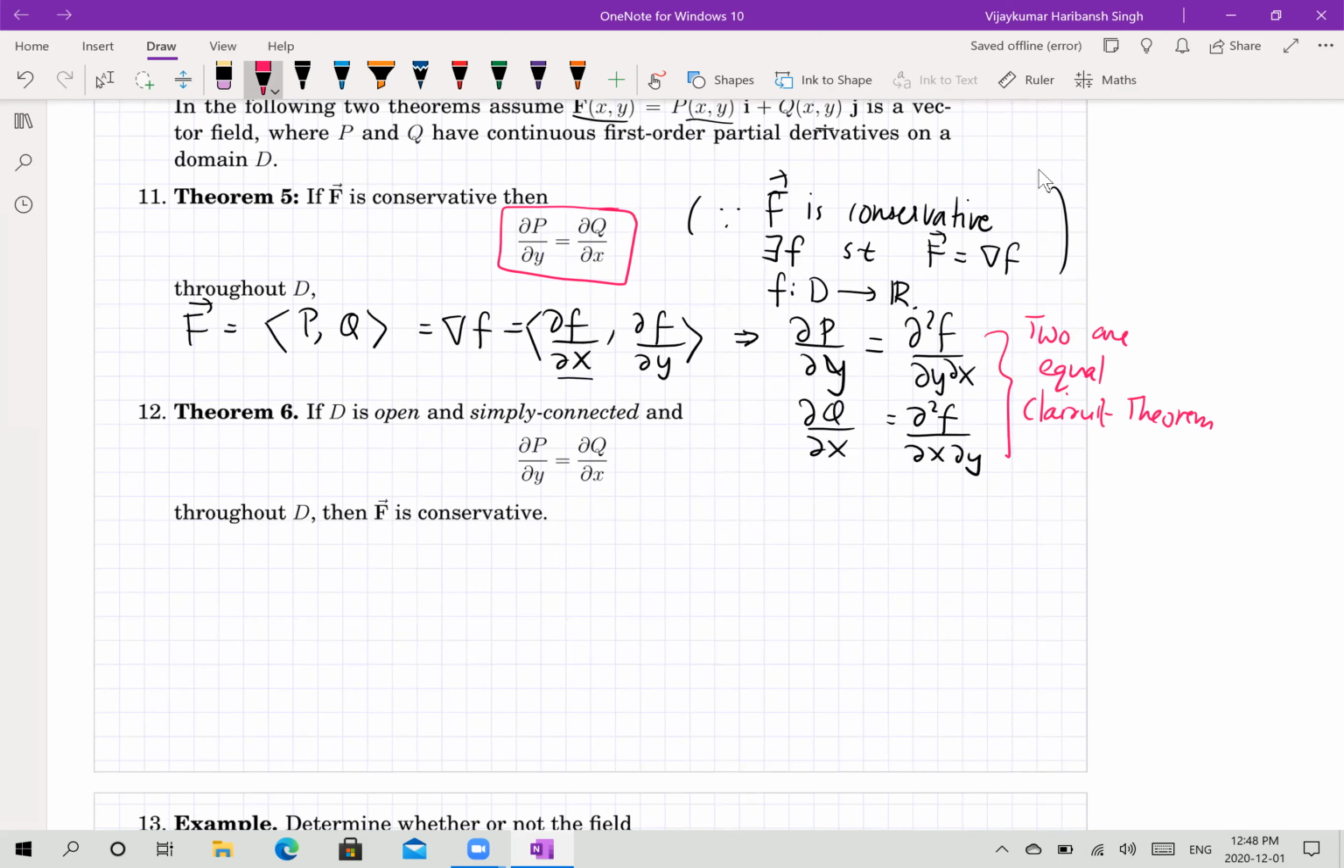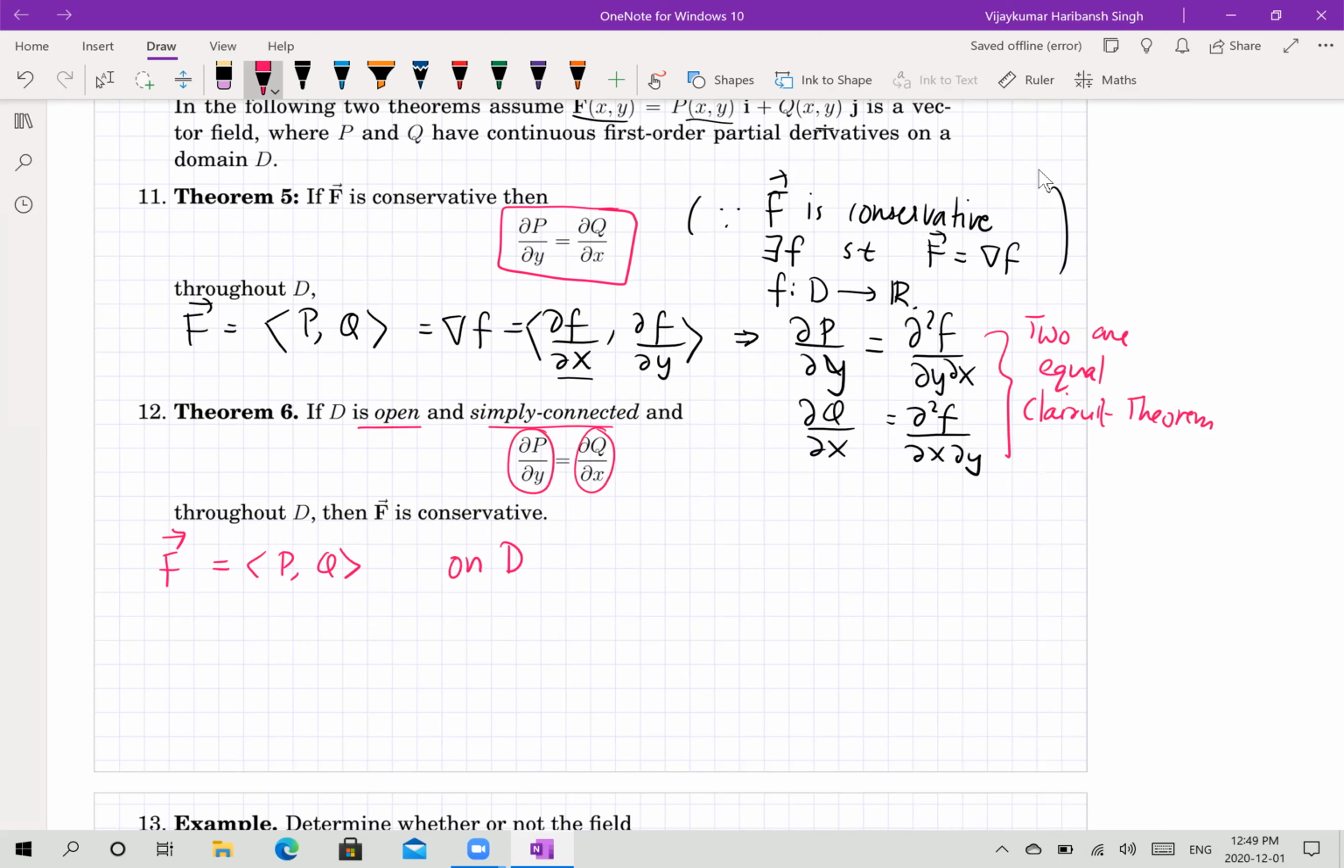So let D be a simply connected and open region in R² throughout. And then we also have ∂P/∂y equals ∂Q/∂x. Then F is conservative. So we now have a way to check if a given vector field is conservative. You just take F, which is (P, Q), and it has to be defined on D, which is simply connected and open. All you need to check is ∂P/∂y equals ∂Q/∂x. And if it is, then your vector field is conservative.